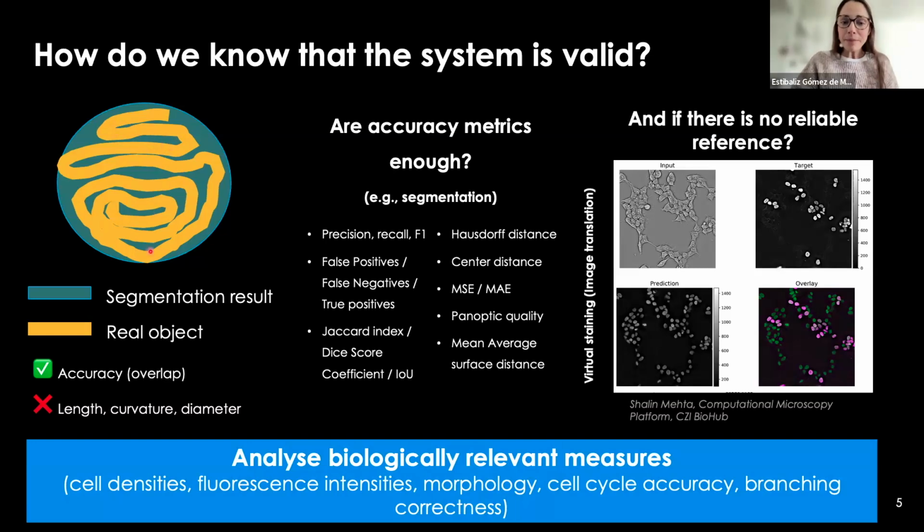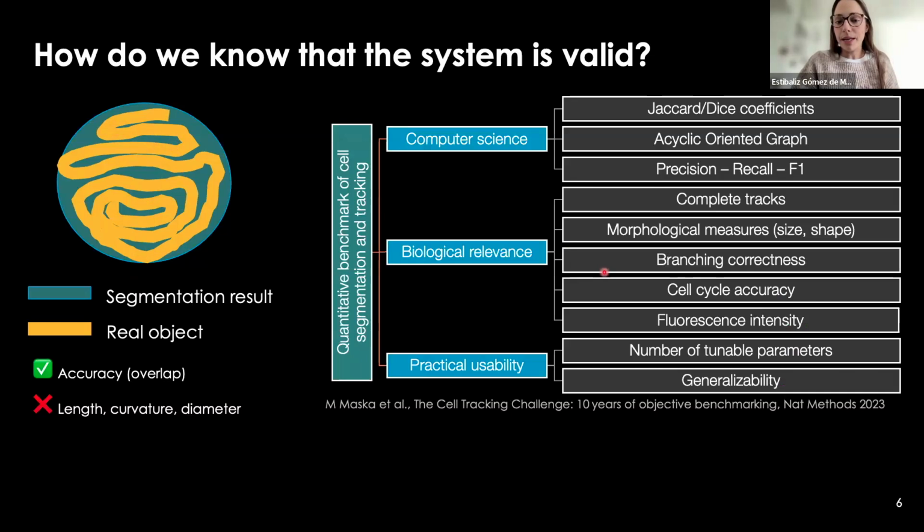In this regard, one of the big contributions has been the Cell Tracking Challenge, where I've been involved. Two years ago we got a publication that recapitulates what has been happening during 10 years of the Cell Tracking Challenge. One of the very nice perspectives that we brought is that it's not enough, as I was saying, to provide the computational metrics, but also the biologically relevant ones and the practical ones. So what is the number of parameters that we need to tune, the memory consumption, the generalizability of these methods.